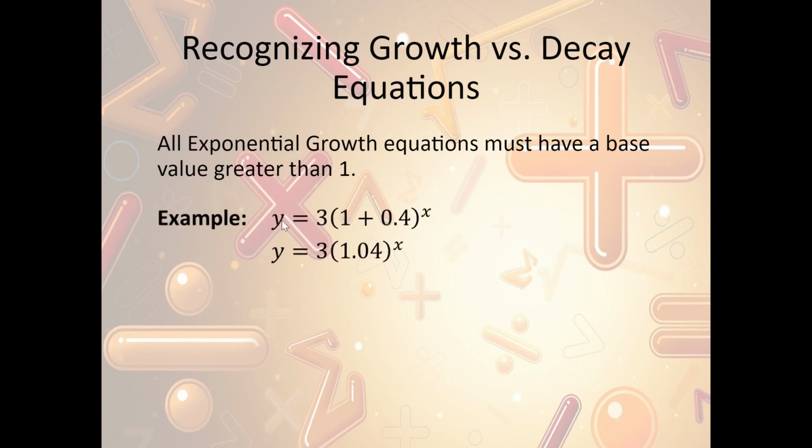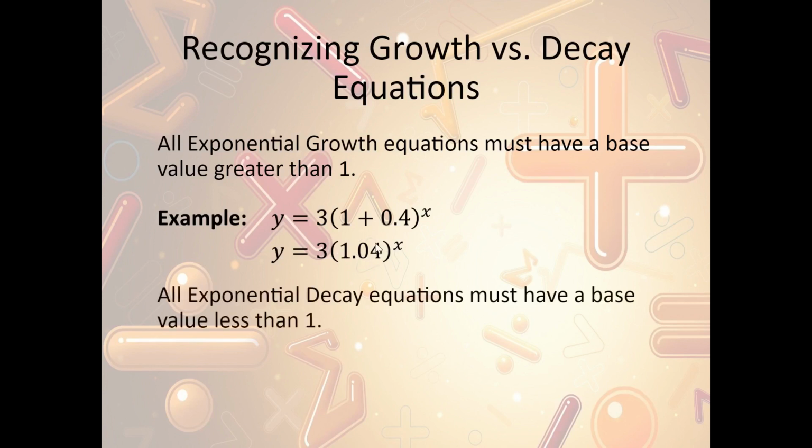So it could look like this. y equals 3 times 1 plus 0.4 to the x. So obviously that's greater than 1 when we add those together. Or it could be something like this where they already added it together for you, where it's y equals 3 times 1.04 to the x, which obviously this number is greater than 1. So that's growth.